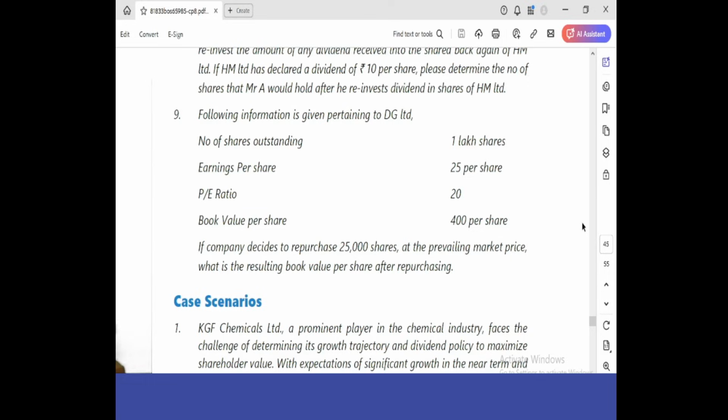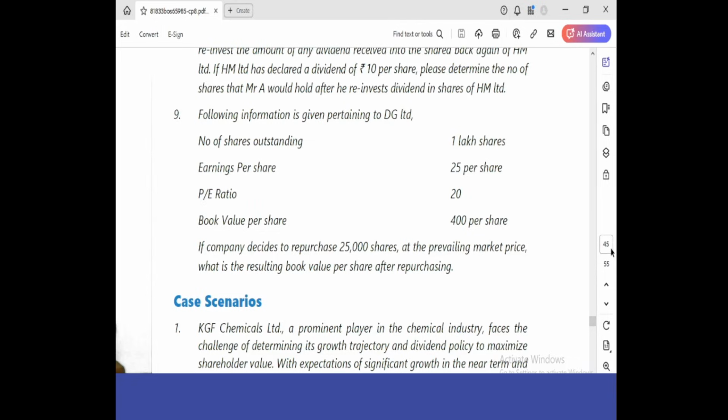Number of shares outstanding: 1 lakh shares. Earnings per share: 25 rupees per share. P/E ratio: 20. Book value per share: 400 per share. If the company decides to repurchase 25,000 shares at the prevailing market price, what is the resulting book value per share after repurchasing? Now that is a question. Calculate the book value per share after share buyback.